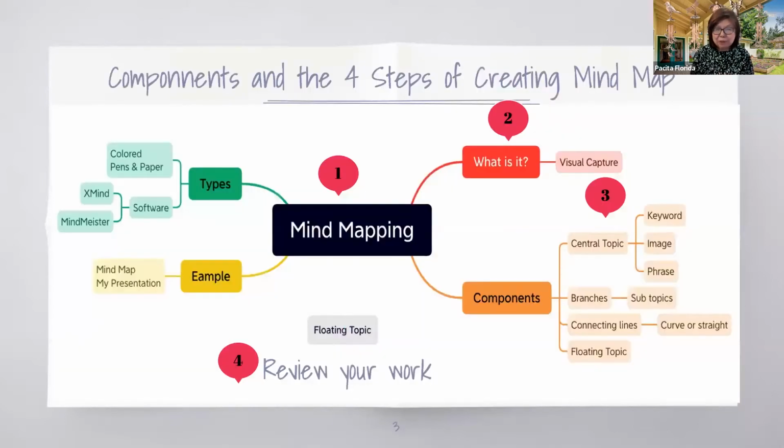Now, these are the components of the mind map and the 4 steps of creating it. As you can see, this is my presentation mind map that I'm using. First thing, number 1, you start with the central topic. This is the central topic, and this is what your map is going to be about. And you have to express the idea as simply as possible. It can be a keyword, an image, or a phrase like I'm doing right now.